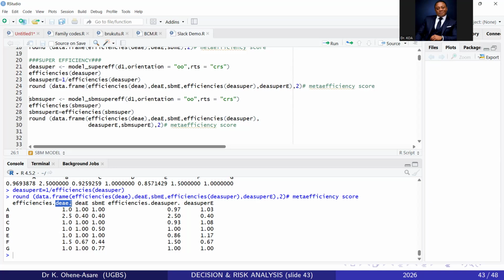The super efficiency model discriminates. But of course, it discriminates those that are efficient. So that is what you see under there. Remember the DEA super efficiency. Okay. Remember this.